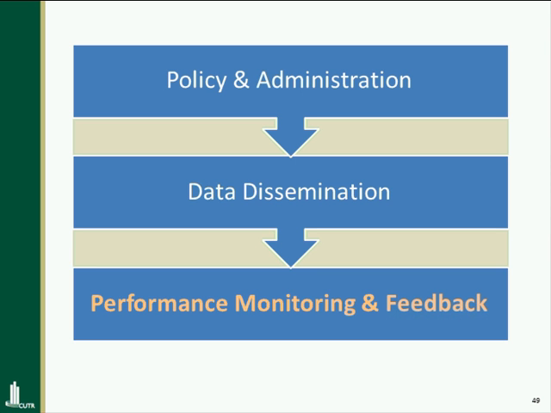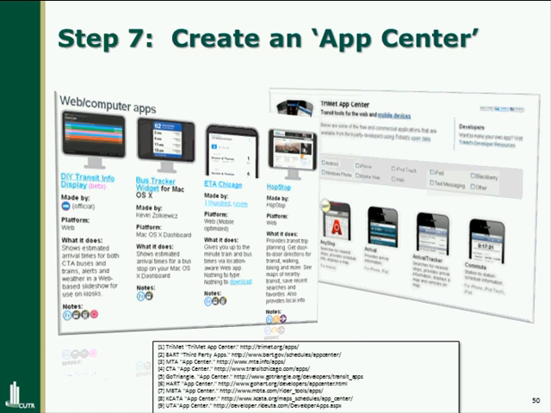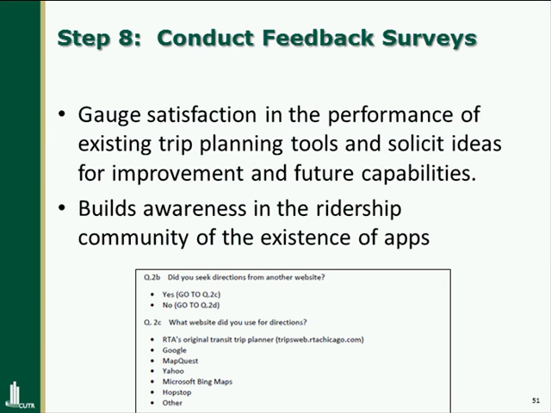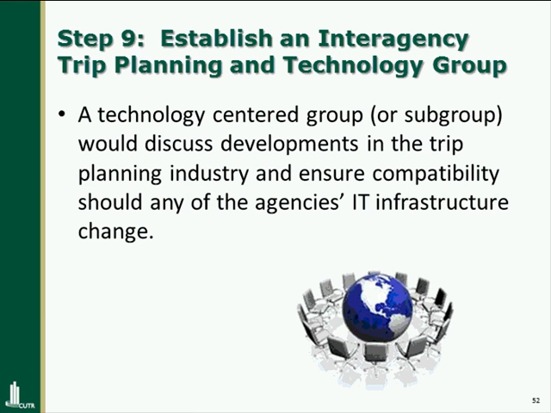And your third section here is the performance monitoring and feedback. Creating an app center is one thing, for example, that many agencies have done, and we have some reference URLs down there at the bottom that you can look at to see how agencies have shared this information. And we also suggested conducting feedback surveys to see what the awareness of the apps was in the community, and to possibly reach out if there was particular lack of awareness in particular areas.